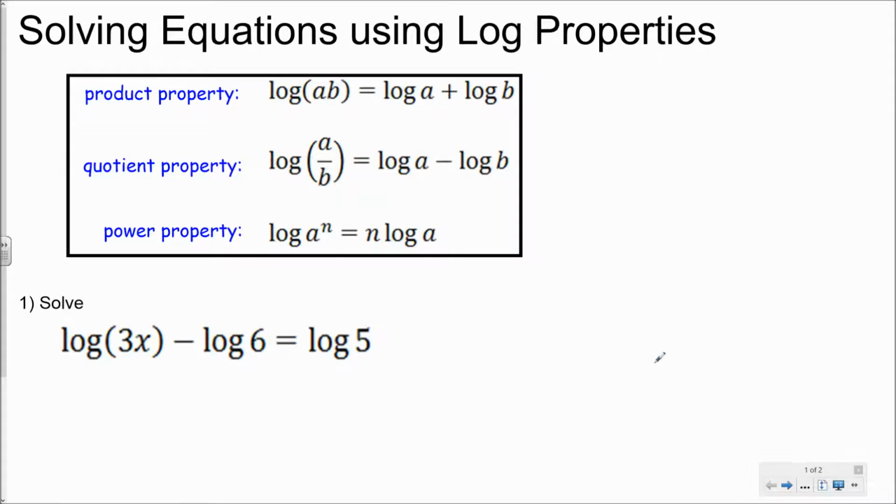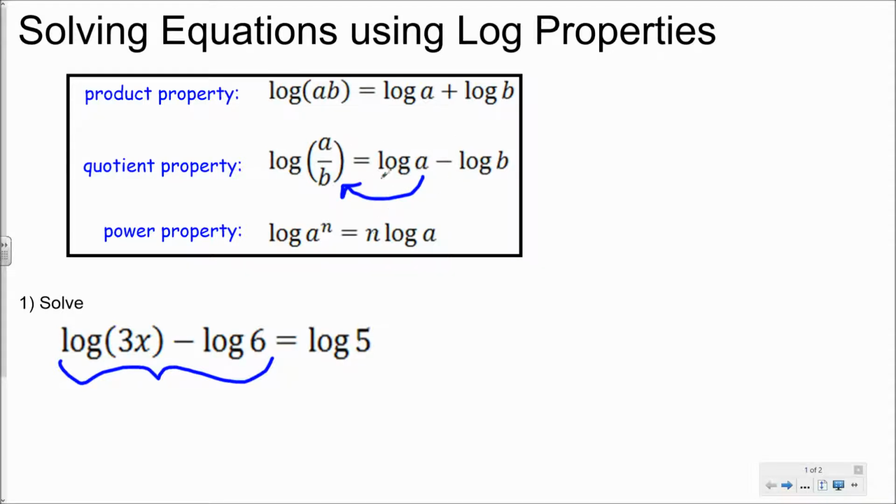So looking at my first equation, I have three separate logarithms. Now, how am I going to get rid of these logs? Well, the answer is I'll eventually apply inverses or use the one-to-one property. Now, in this particular case, I'm going to need to combine the two logarithms on my left-hand side, and I'll do that using the quotient property.